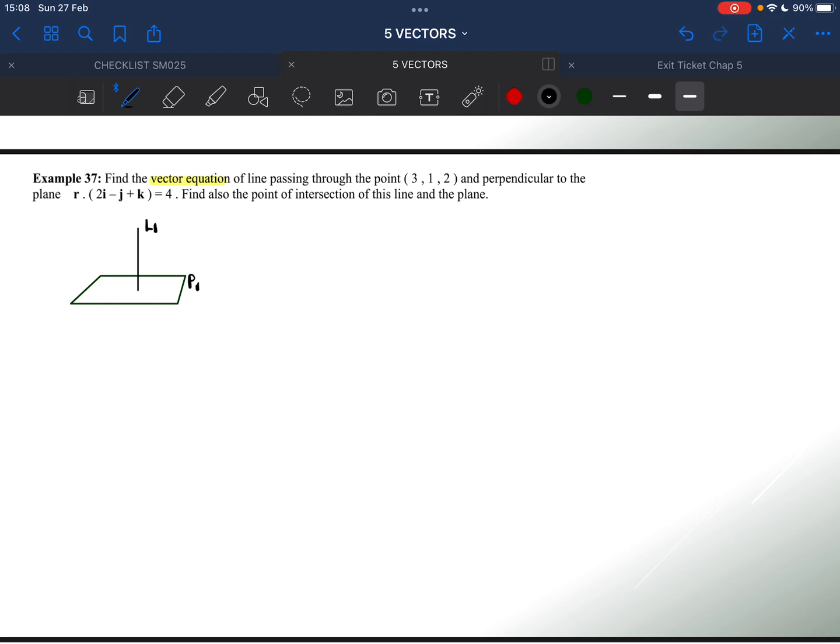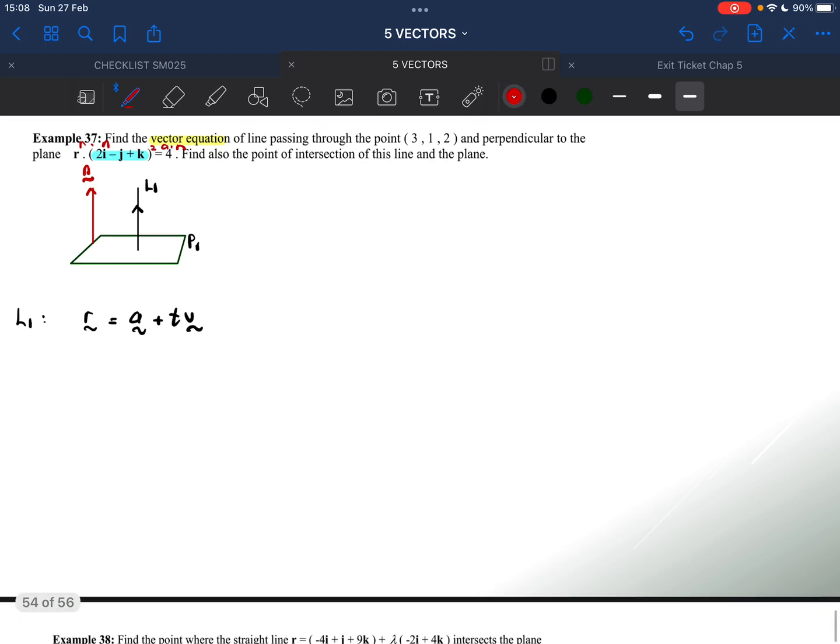The question asks us to find the vector equation of a line. So for L1, r equals a plus tv. What we need here is the vector and the point. The point we have here, (3, 1, 2). For the vector of this line, since the line is parallel to the normal of the plane, which is also perpendicular to the plane, we can use this normal as the vector. From the equation of the plane, r dot n equals a dot n, this is our normal.